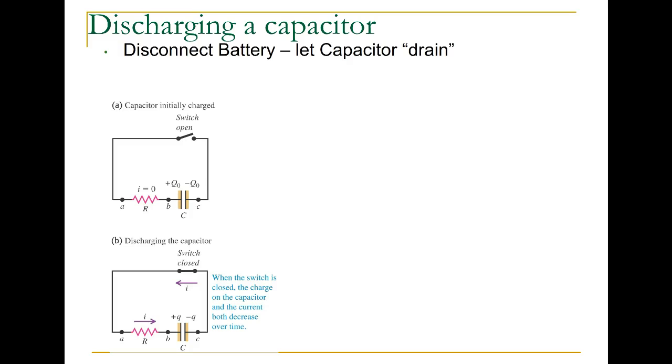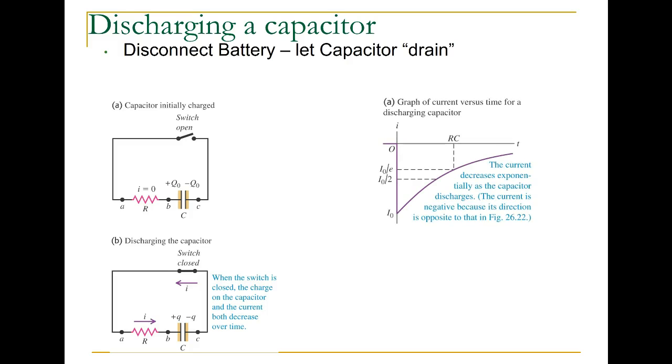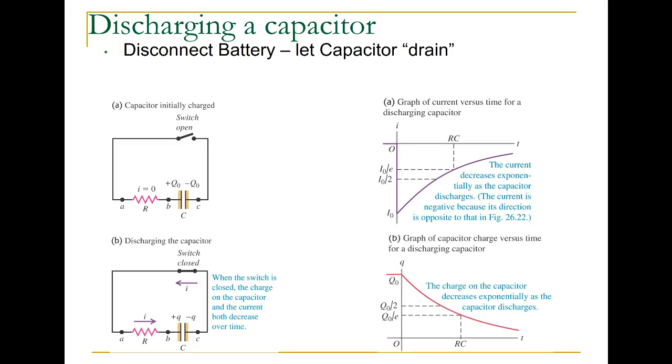Okay, but what we're going to notice is that we're going to have a negative current versus time for the discharging capacitor, and this is because its direction is opposite what we had previously. Instead of the capacitor filling up, now charge is leaving it. And then here's the charge versus time on the capacitor. And again, we're going to start at this value Q naught, which we'll use in our calculations.